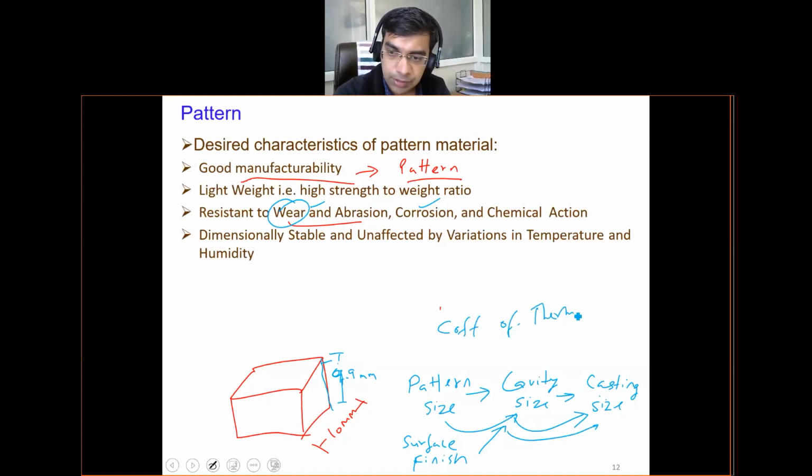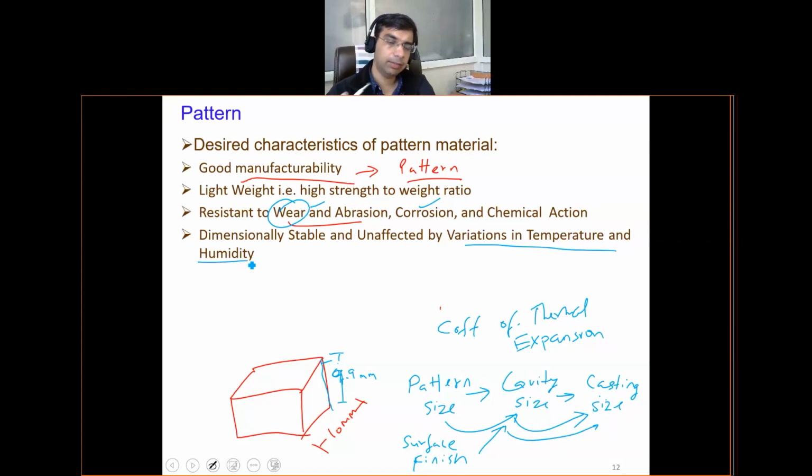So the coefficient of thermal expansion should also not significantly affect the dimensions. When there is variation in temperature during handling, there will also be variation in humidity. Often, with wood as the pattern material, it has the characteristic of absorbing moisture, and when it absorbs moisture, the dimensions will change. So we don't want that.